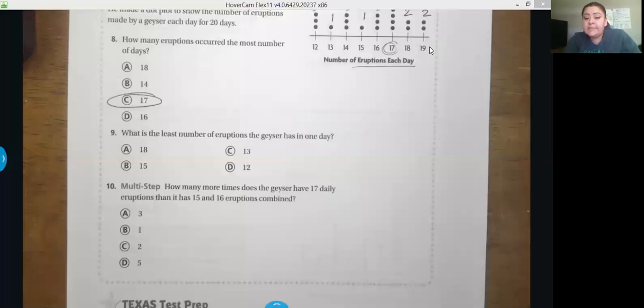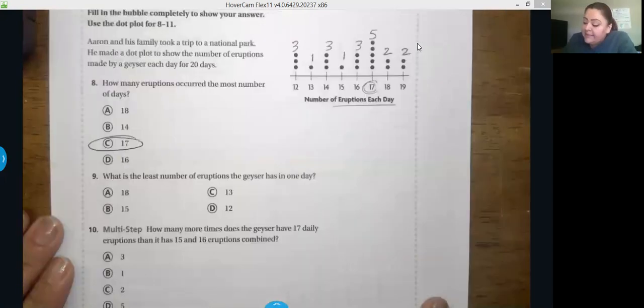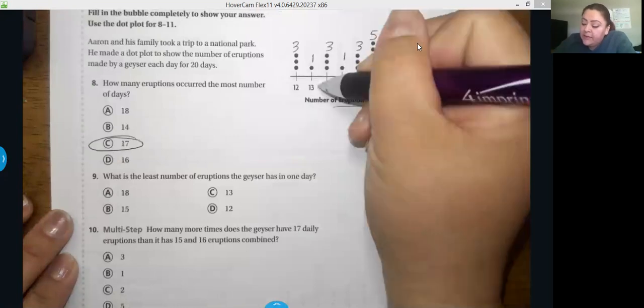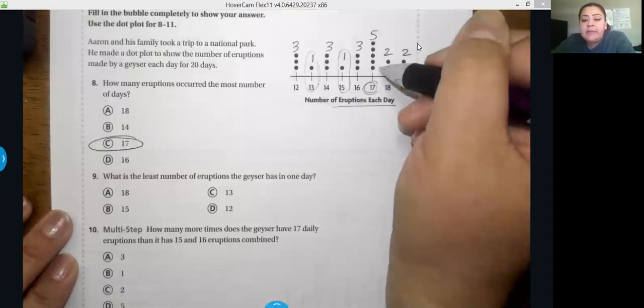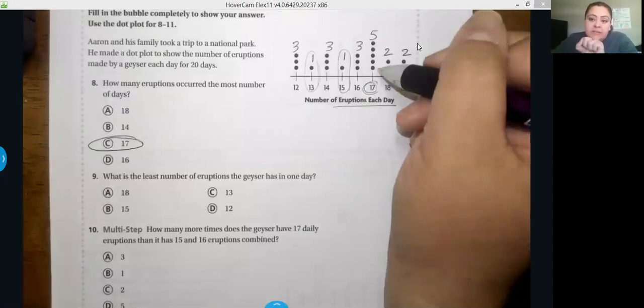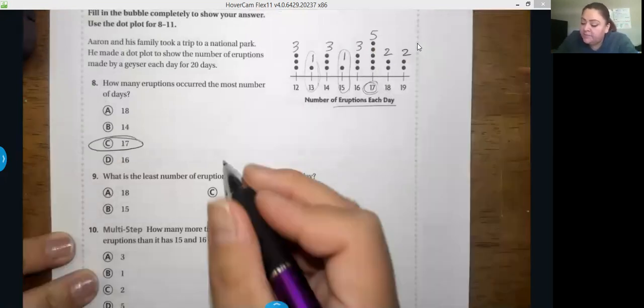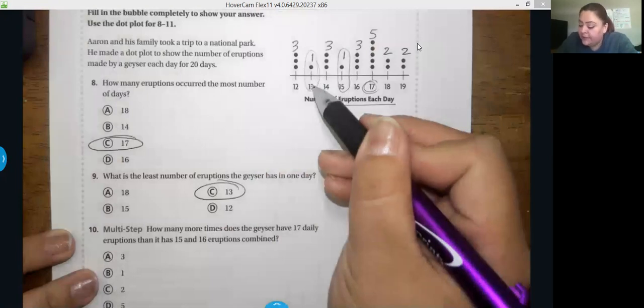So looking at this, this can actually be a trick question for a lot of us because if we look at our dot plot, which one has the least amount? So there was only one set of 13, but there was also only one set of 15. So they both have a 1 next to it. However, which one is the smallest number? 13. Okay, so that's why it's going to be C. That means there was only one set of 13 in that day, okay?